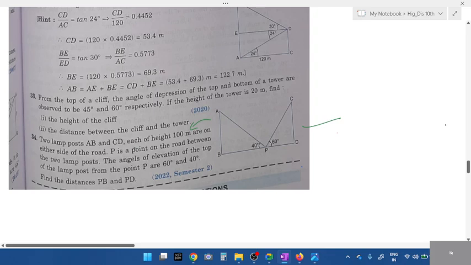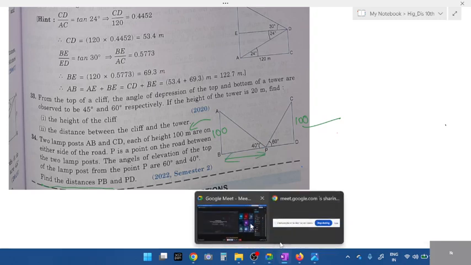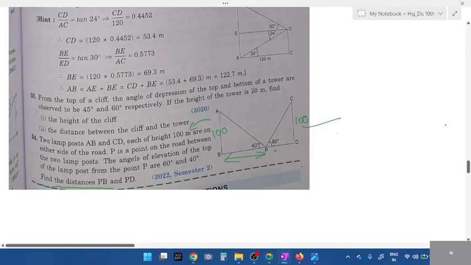Fine. The two lamp posts are AB and CD. Each of height how many meters, students? What is the height of AB and CD? Each is 100 meters. Okay. And 40 degrees, 60 degrees given. What do you need to find here? You need to find the distance between PT and PD.